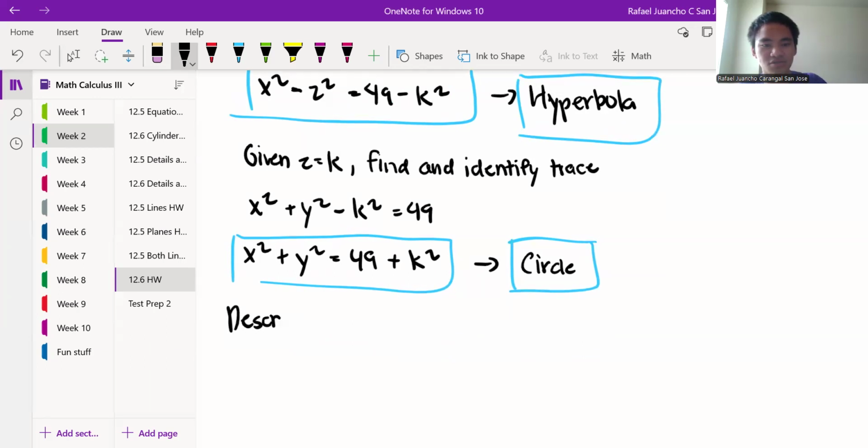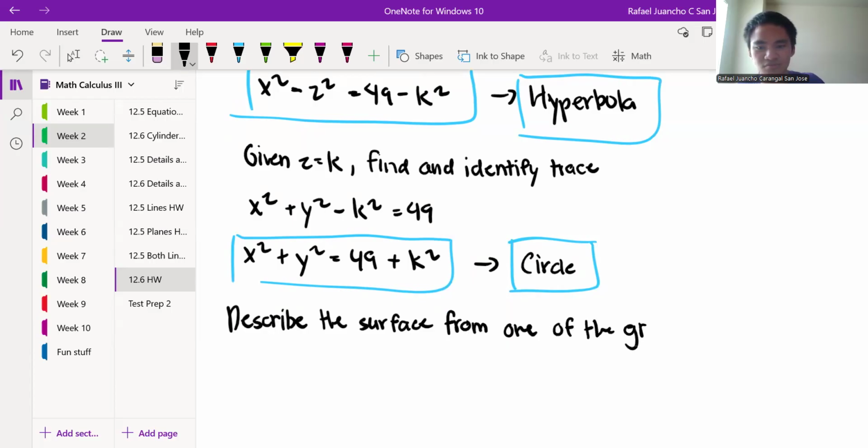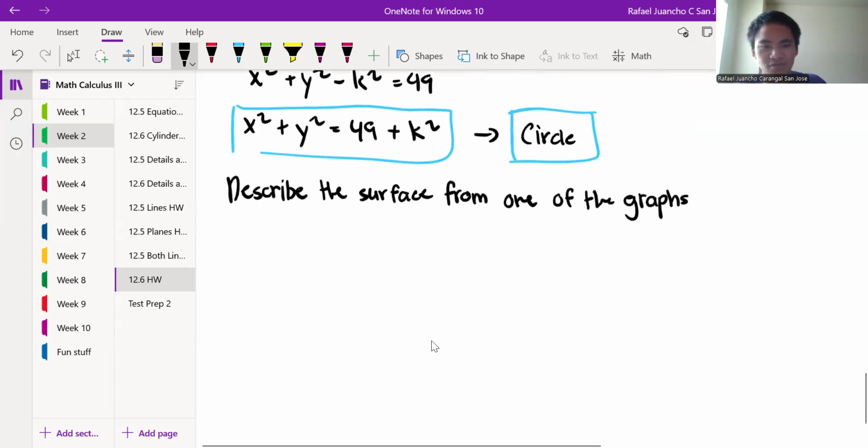And I cannot draw this. I tried in the last video and I suffered. So it's really more about just identifying the characteristics of the shape and then determining what shape it is from there. But drawing wise, it's really hard for me. So describe the surface from one of the graphs. We're actually given a table here, which is funny. I can copy this table, I guess.